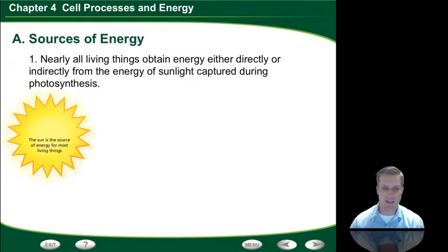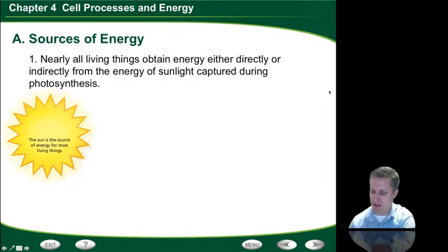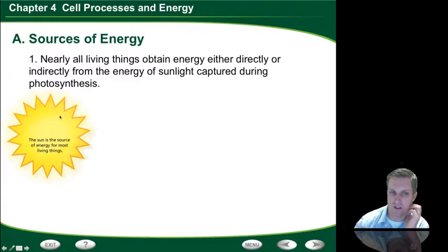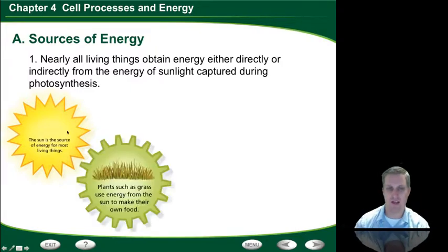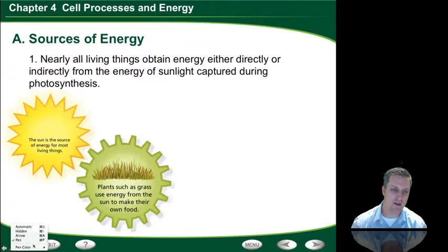How can I get to that point? So let's think of it this way. We start out, the sun is the source of all energy. So if we begin from the top, we look over here, the sun is the source of energy for most living things. So let's think about an example. Plants, like the grass in my backyard or in your yard, use energy from the sun to make their own food, right? And they do that through the process we call photosynthesis, right?